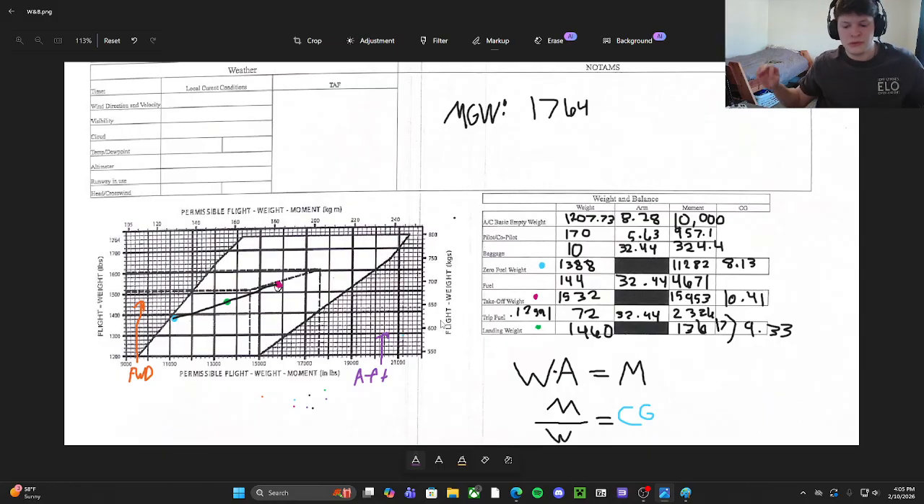Let's say that we were to overweight our aircraft. Let's say that I took off and I was way over that maximum gross weight. It would essentially just take us longer to get off the ground, because as we weigh more, we need more lift to be produced in order for us to lift up off of the ground. So when we're taking off, we'll have a longer takeoff roll. We're not going to climb as well. We're going to stall at a higher speed.